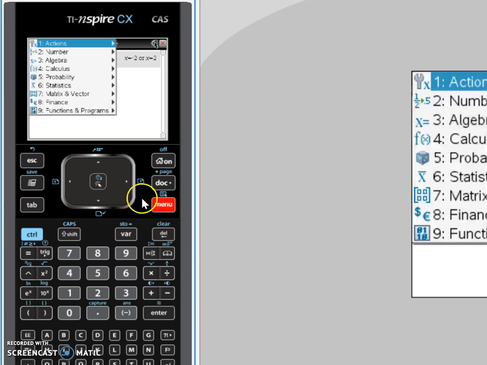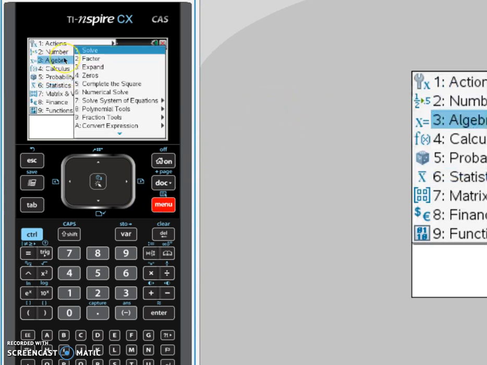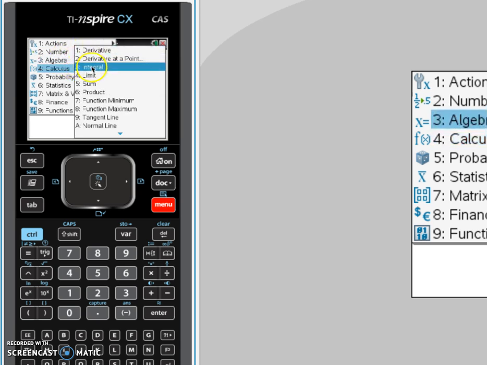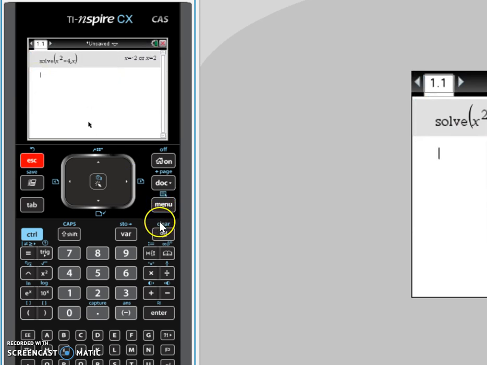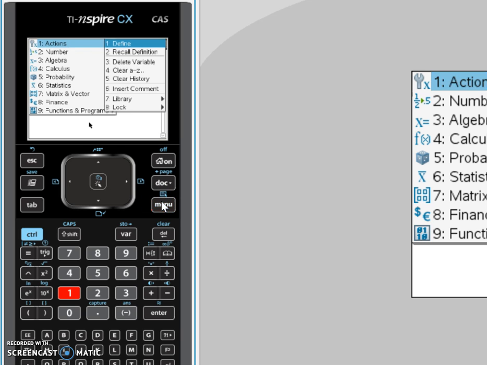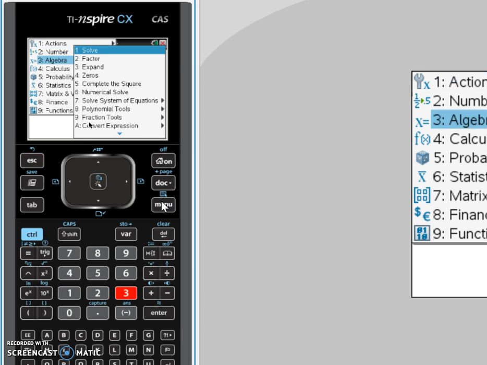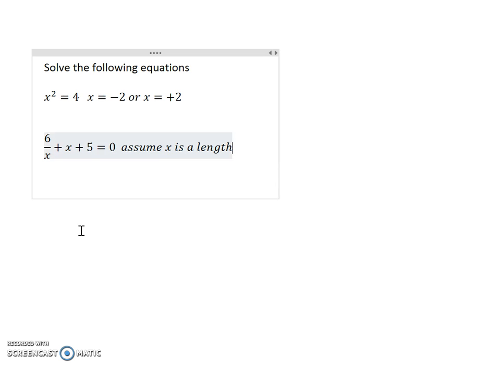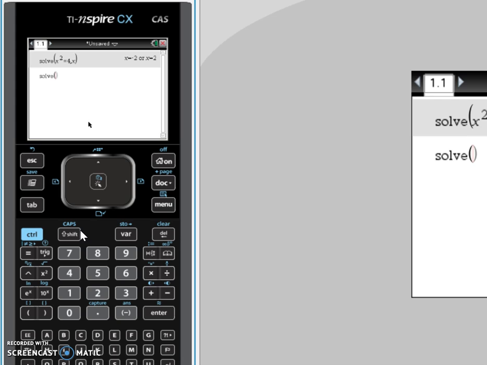Again, I'll do menu, algebra, solve. You can also go menu 3, 1, which gives you the solve. So what did I want? I want 6 on x plus 5.